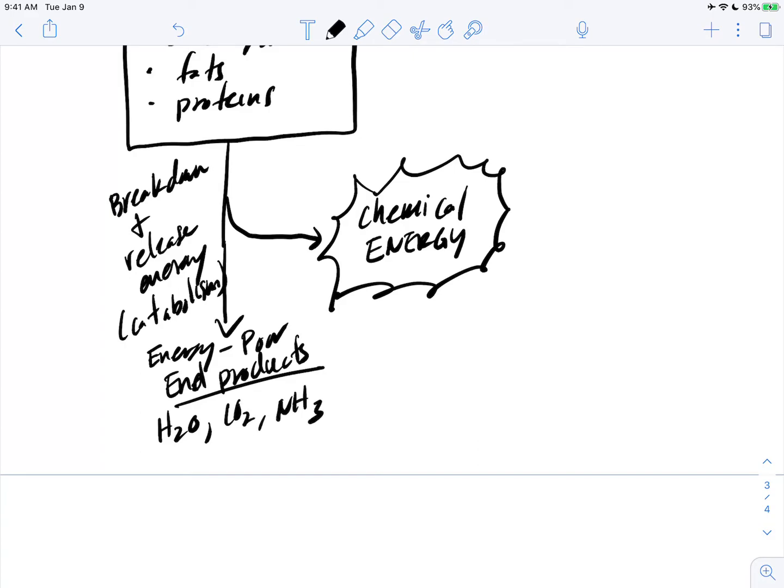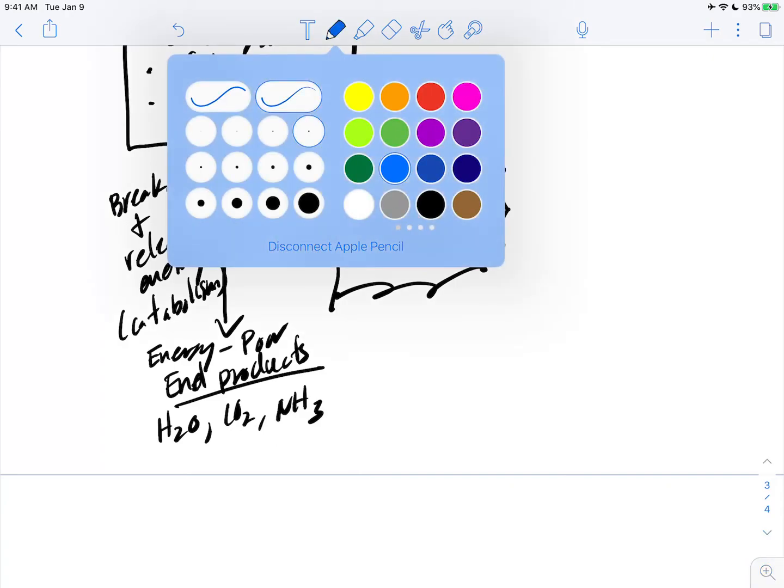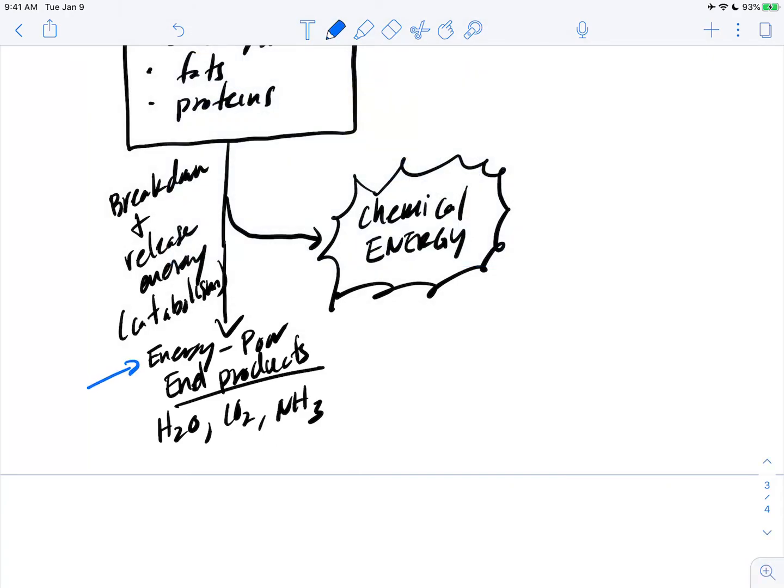And really what energy poor means, like I can use another word for that, is just super stable. So remember that you can get energy from unstable reactants that you can convert to stable products and take that extra energy you lost to do something. So energy poor really means stable, so it's not actually a bad thing.